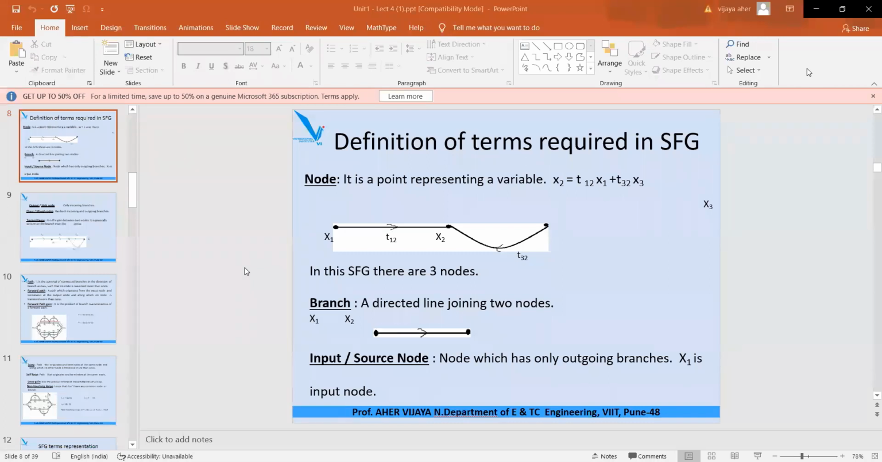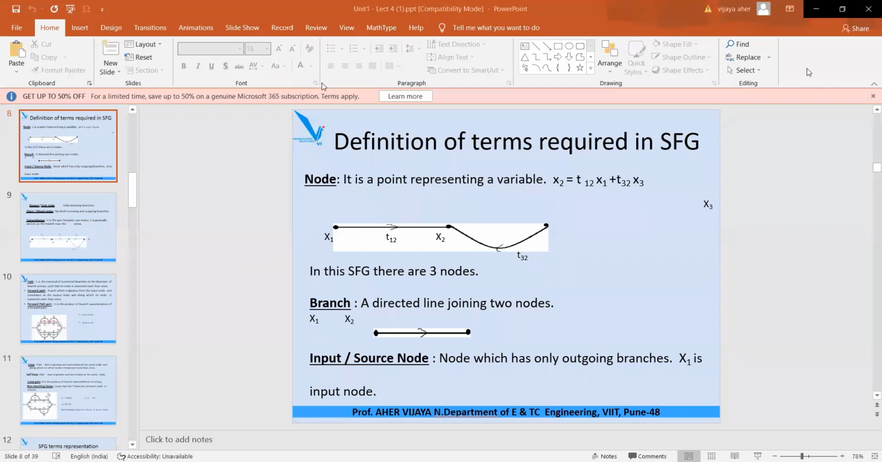Swaraj, speak, beta. Ma'am, transmittance path, forward path gain. Okay, very good. Anything else? Input node, output node, chain node, branch node. Okay, so all these are the terms related to signal flow graph. Very good answer. Thank you, Swaraj.